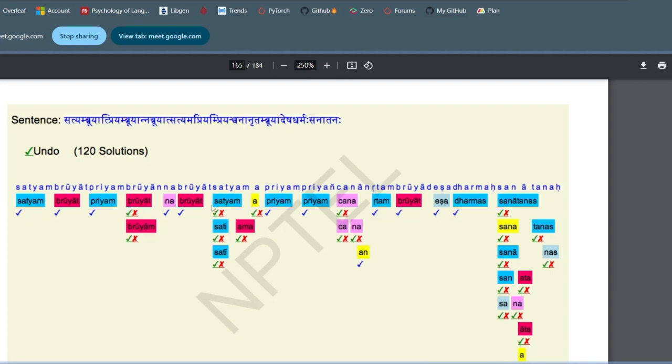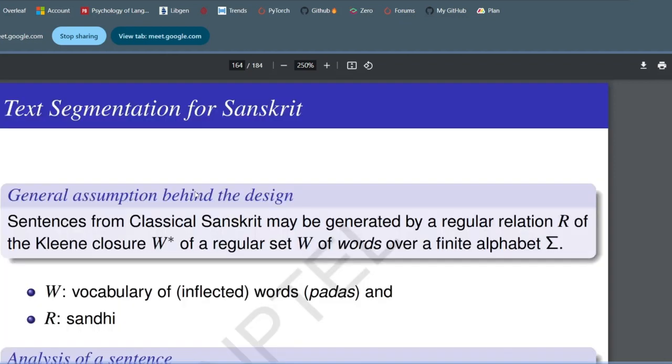And from there, you're taking it in chunks. As you can see, you took Satyam, then you took Bruyat, then you took Priyam. Like that you're taking, and you're checking whether they're valid word forms or not. So in Sanskrit, the valid word form, as we saw here, consists of inflected word forms. So padas in Sanskrit would be mostly verbs and nouns, which constitute the inflected word forms in Sanskrit.